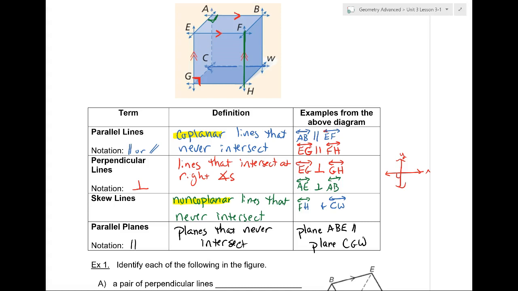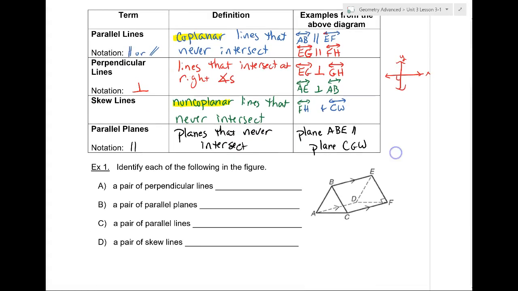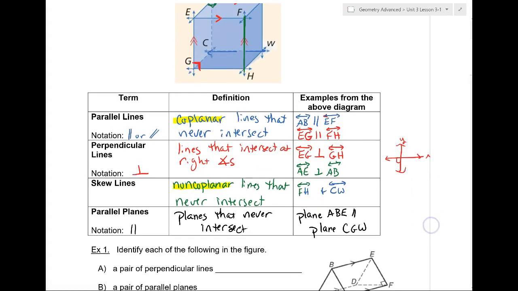All right. Now, let's keep going for the next ones. It says identify each of the following. Now, this one's a little bit different. Is there any difference between the parallel notation for planes and lines? You can't use arrowheads to show that they're parallel. You're just going to have to state it for planes. But otherwise, no, it's just the parallel symbol. That's the cool part about this one. There's not a lot of new stuff with it.